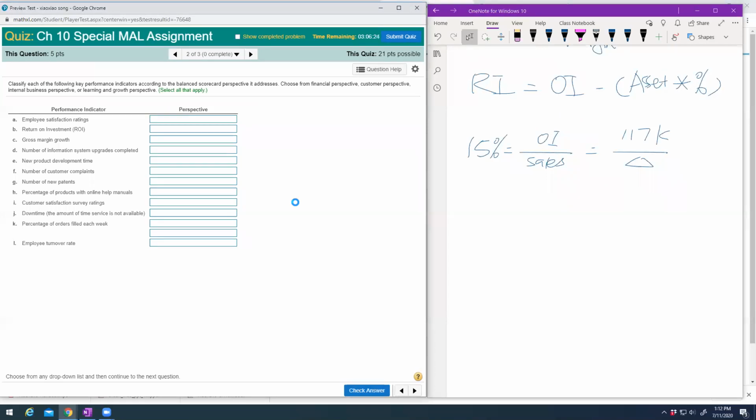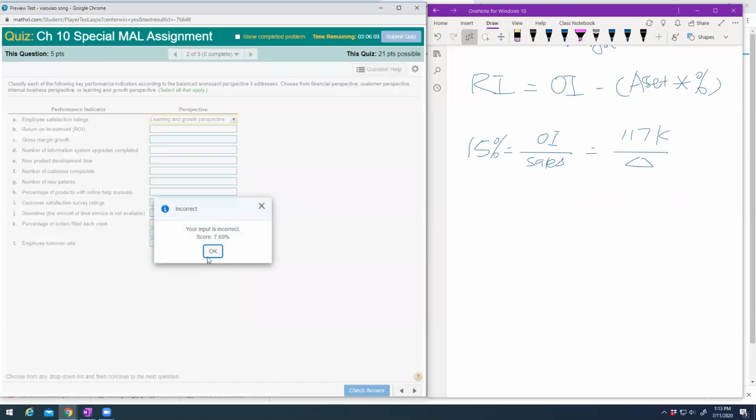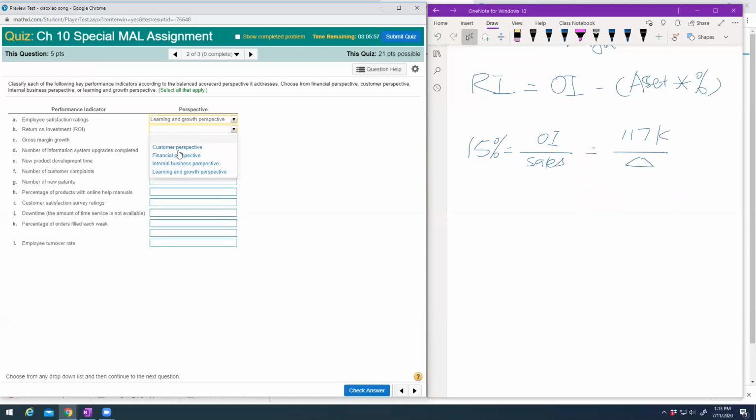Next one. Classify each to this perspective. Select all that applies. Employee certification rating. You know this one, right? It's the learning and growth perspective. ROI is definitely your financial. Gross margin is your financial. I think it's a good way to practice, because you definitely will have at least one multiple choice in the exam. So make sure you do this.